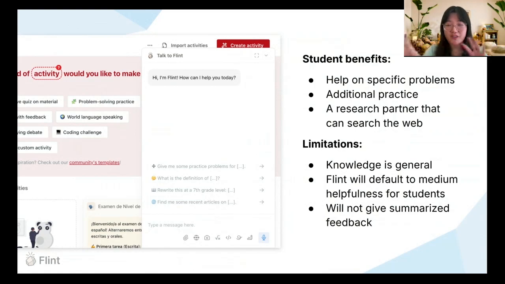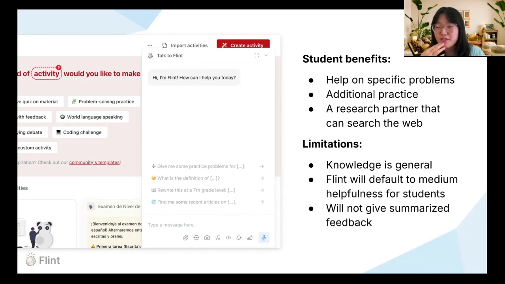And the way that I've laid out these slides is I want to speak to the benefits of students using this method, and then also speak to some of the limitations of what they might encounter as they use this. Of course, this can help with specific problems and give them additional practice. It can even act as a research partner since it can search the web easily. But the limitations are around how the knowledge is very general. The students aren't customizing this, you're not customizing this.